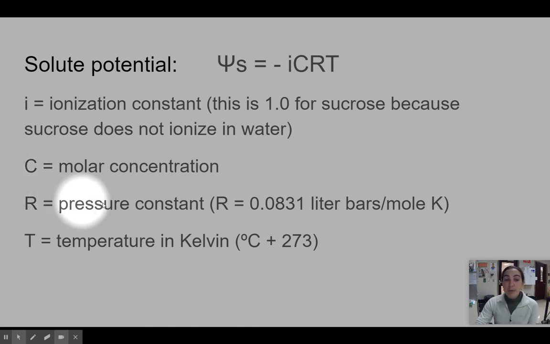Capital R is a pressure constant, and again, this is given to you, so you will always use this number for R, and it has this big, long, complicated unit. You don't need to worry about that. You just need to know that this is the number you always plug in for R. And T is temperature. The only important thing you need to notice is that the temperature must be in Kelvin. I believe it gives you this on your equation sheet as well.